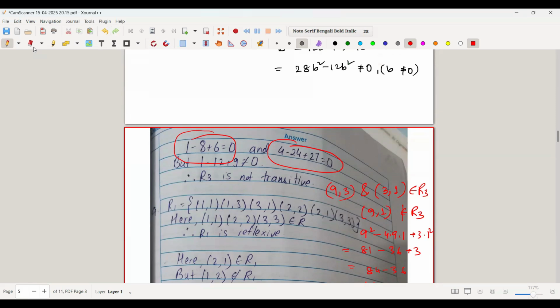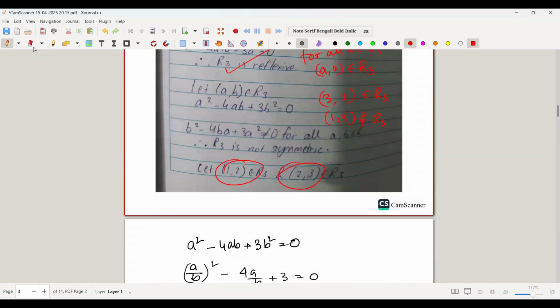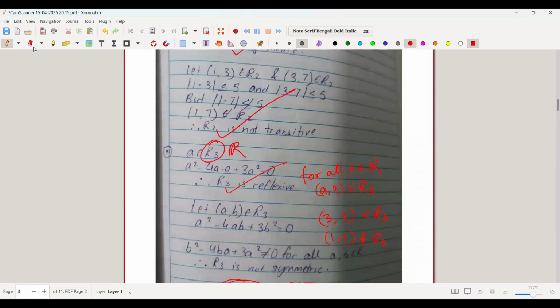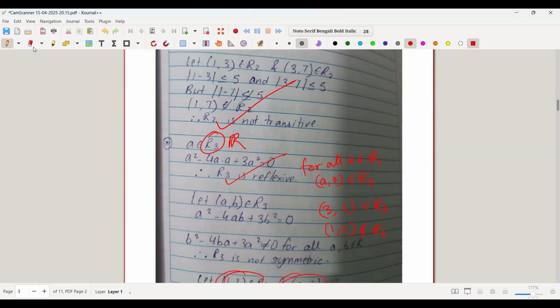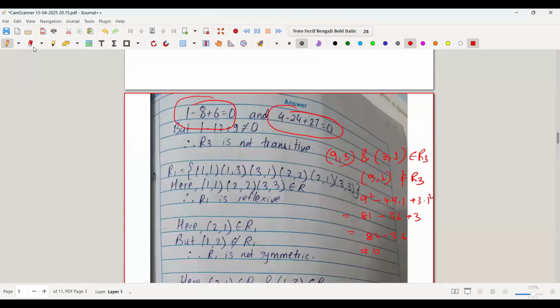We have given an example, and also this is not a transitive relation, and this is also not a symmetric relation, and we have given a counterexample. That is, 3 comma 1 belongs to R3, but 1 comma 3 does not belong to R3. And for transitivity, this is the example.